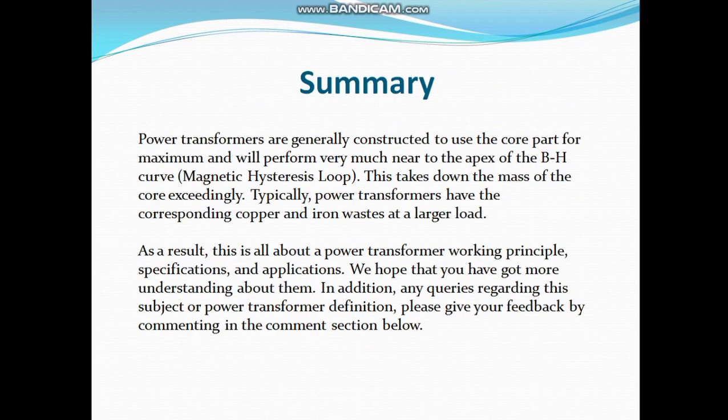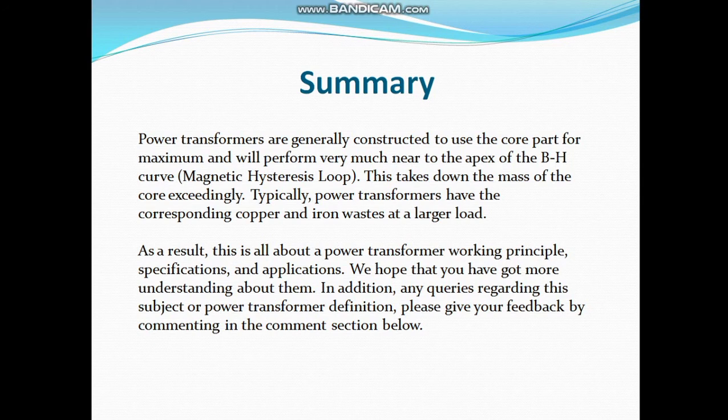Summary: power transformers are generally constructed to use the core part for maximum and will perform very near to the effects of the base curve. This takes down the mesh of the core exceedingly. Typically, power transformers have corresponding copper and iron loss at a large load.